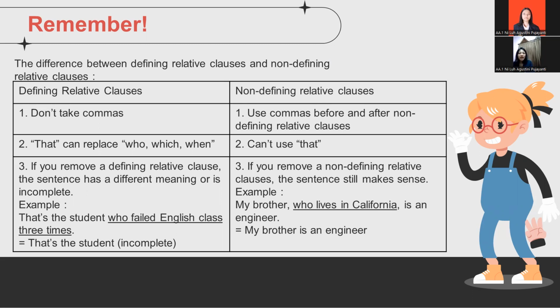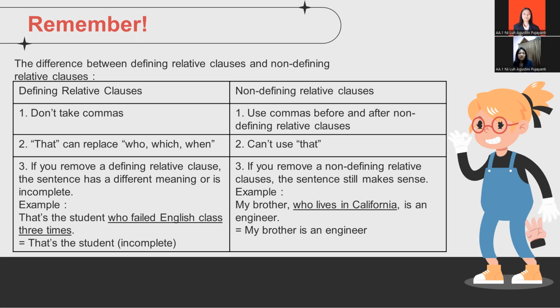For example: that's the student who failed English class 3 times. If we remove who failed English class 3 times, the sentence is incomplete, because the relative clause who failed English class 3 times is essential information because it defines which student specifically.